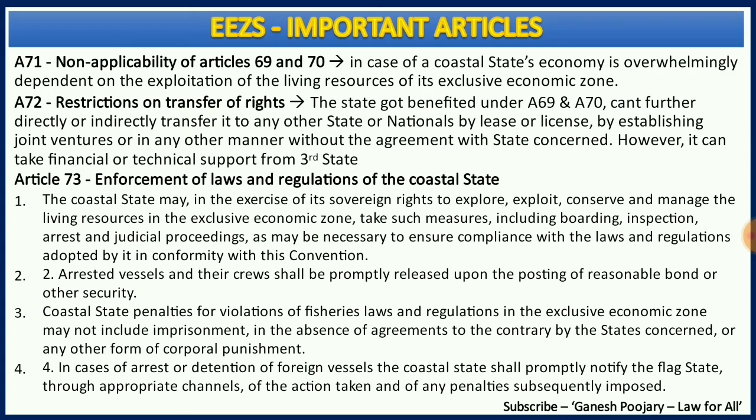And Article 72 says restriction on transfer of rights. Now a landlocked state or geographically disadvantaged state is allowed to do fisheries in the exclusive economic zone of a particular coastal state, but such a state cannot transfer it to anyone else in the form of lease or license or by establishing joint ventures. Nothing is allowed. That is very important, but they can take financial or technical support from a third state. That is allowed.